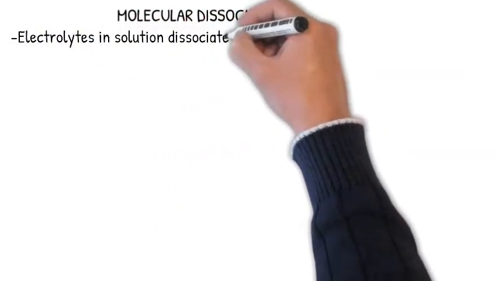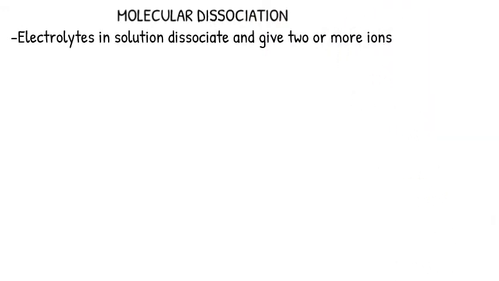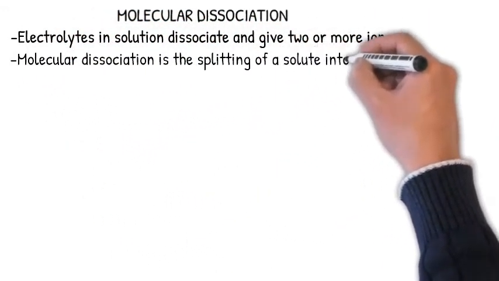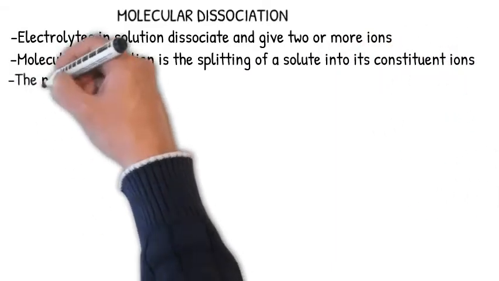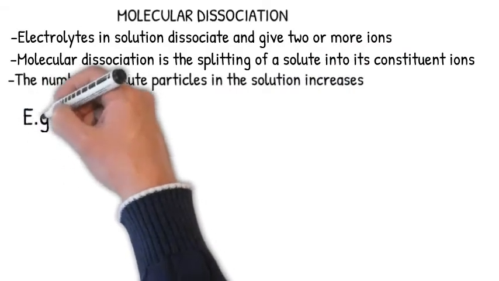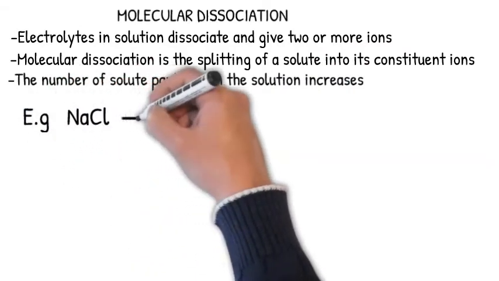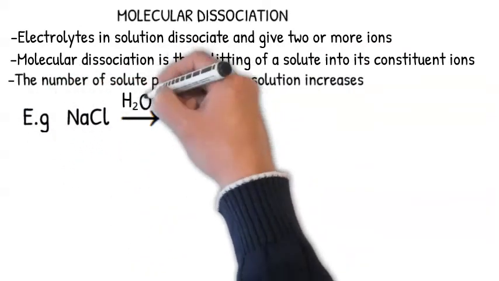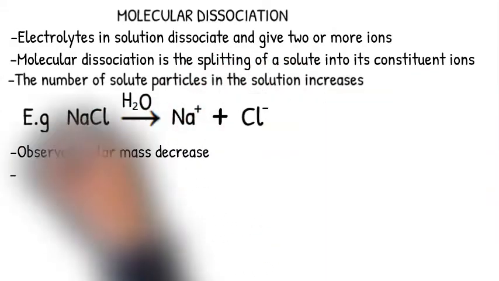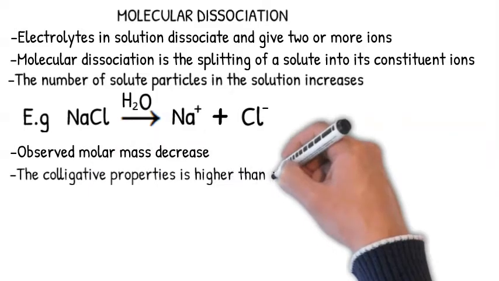Molecular dissociation. Electrolytes in solution dissociate and give 2 or more ions. Molecular dissociation is the splitting of solute into constituent ions. The number of solute particles in the solution increases. Example: sodium chloride dissociates in aqueous solution to form sodium ion plus chloride ion. Observed molar mass decreases. The colligative property is higher than expected.